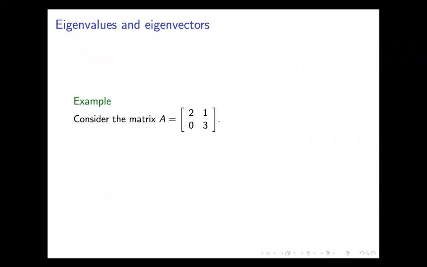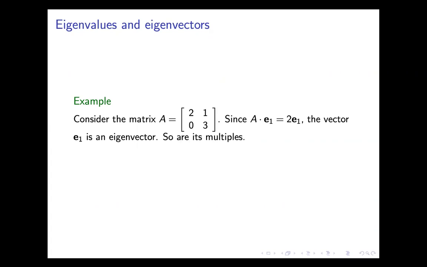Now consider matrix A, which is 2, 1, 0, 3. Since A times E1 is equal to 2E1, the vector E1 is an eigenvector. That's good. Therefore, its multiples are as well. So E1 times 1000 will always also be an eigenvector. How about other eigenvectors and eigenvalues? Well, if the matrix is not diagonal, it's not quite as straightforward, but nevertheless we can.